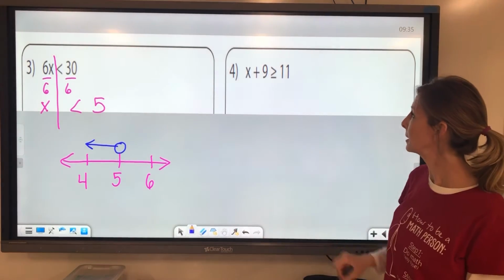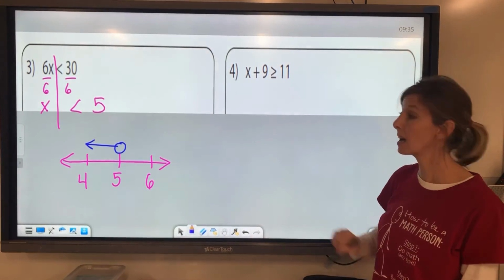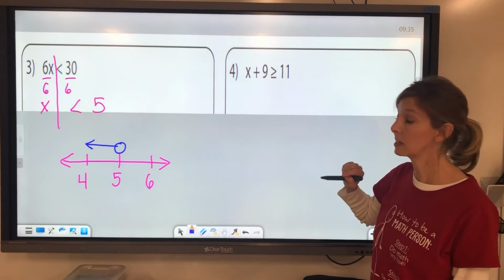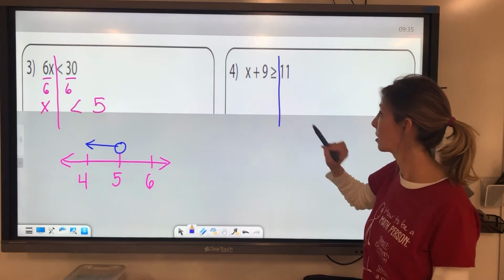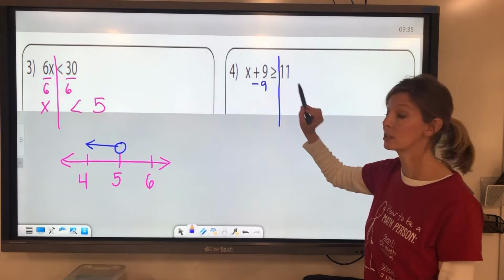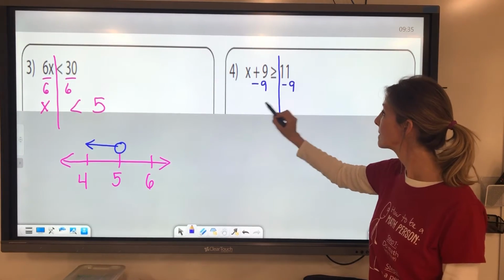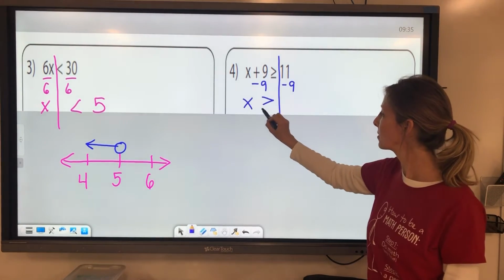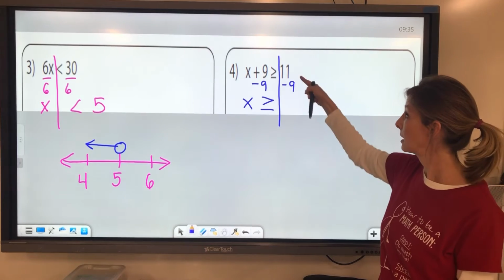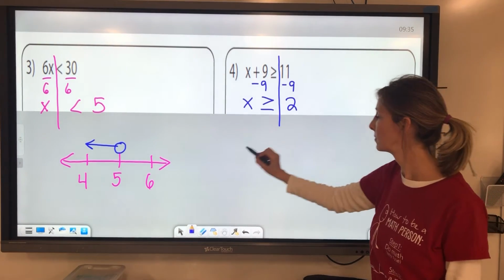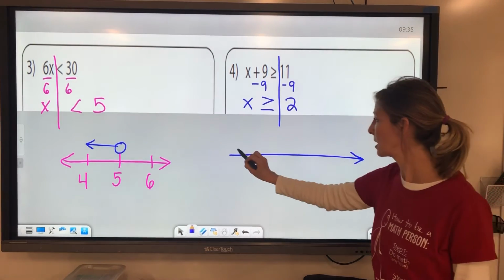All right, last one. X plus 9 is greater than or equal to 11. Draw my line. Inverse operation is subtraction. X is greater than or equal to 11 minus 9, which is 2. Let's draw our number line.